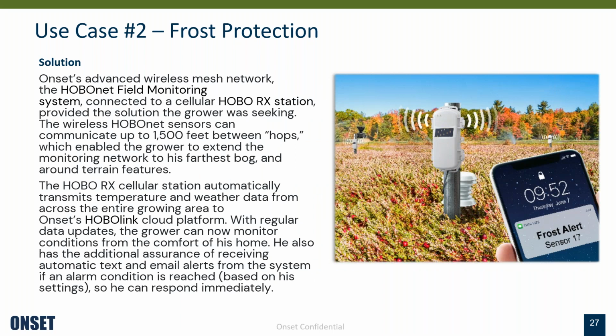What you're seeing again is our grower could stay in the comfort of his home, look on his phone for his frost alert, and the data logger is going to notify him when it is reaching that frost limitation. And again, 1,500 feet between hops, the cellular station would notify him until he turned the alarm off, but he would know, did he need to get up and go do something to protect that crop?